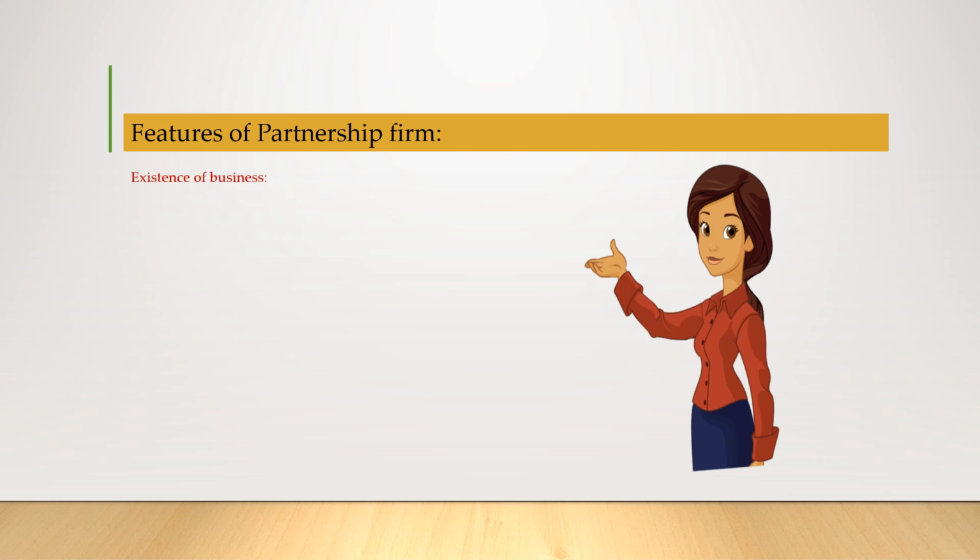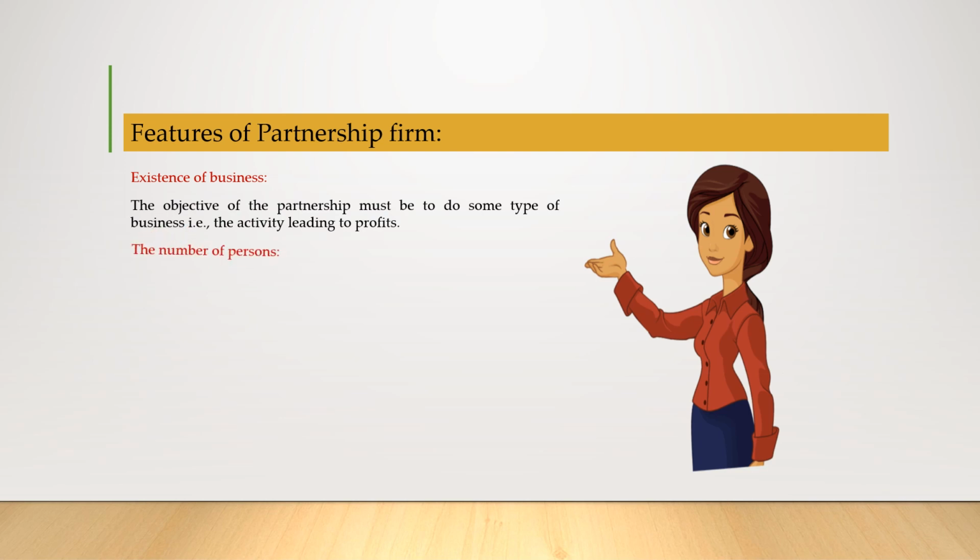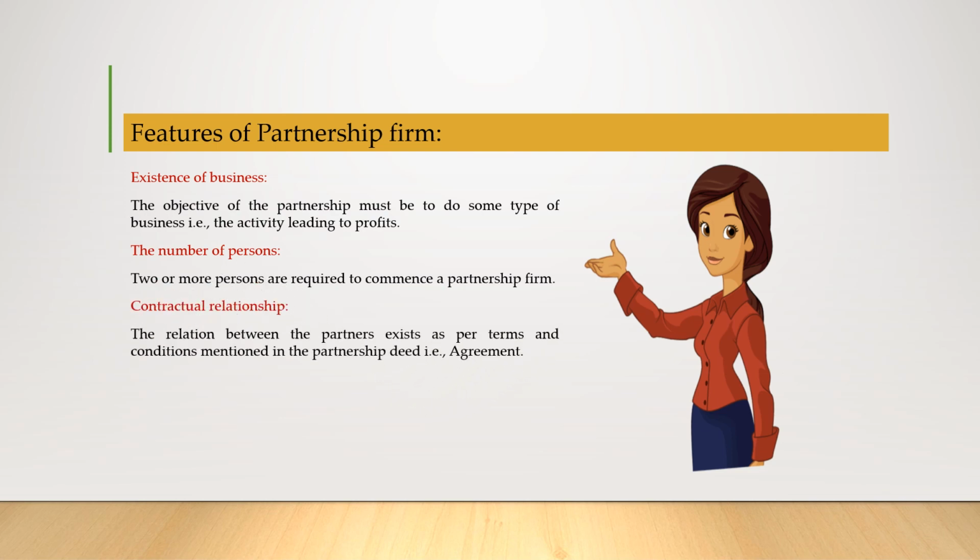First one, existence of business. The objective of the partnership must be to do some type of business, that is, an activity which is leading to profits. Next, the number of persons. How many persons are required to commence a partnership firm? Two or more. That is clear with this. Next, contractual relationship. The relation between the partners exists as per the terms and conditions of the partnership deed. According to this deed, the relation exists between the partners.